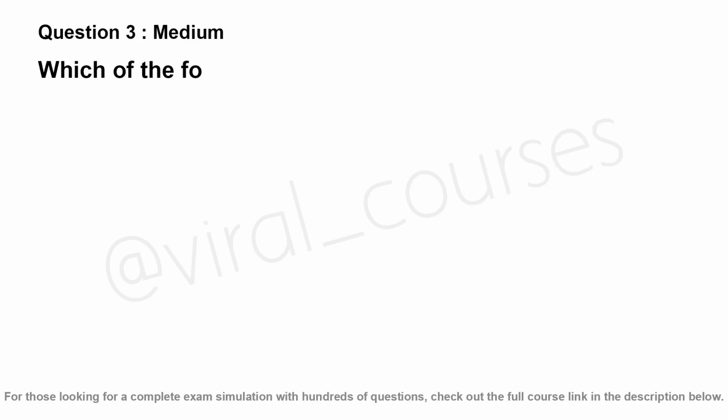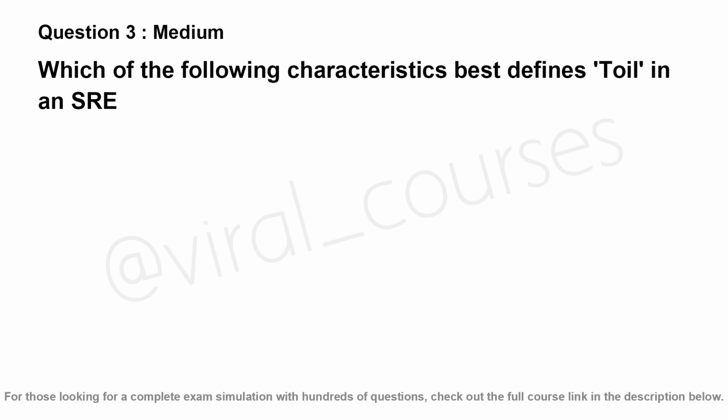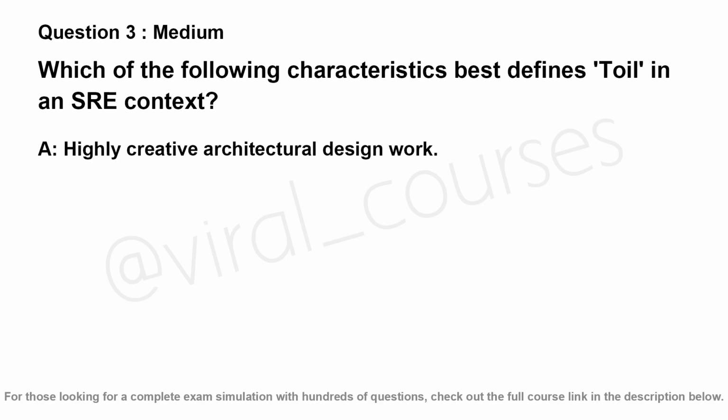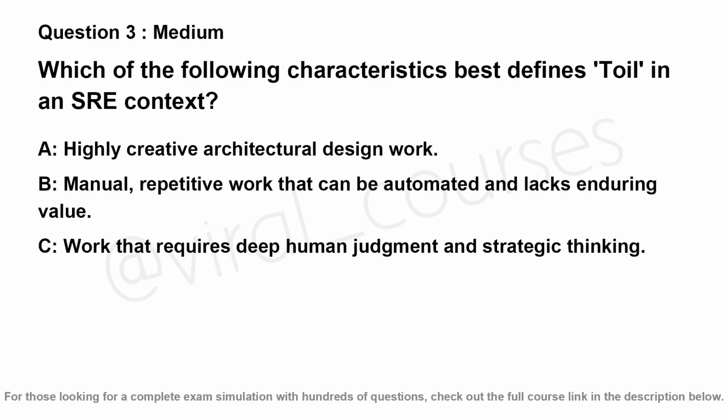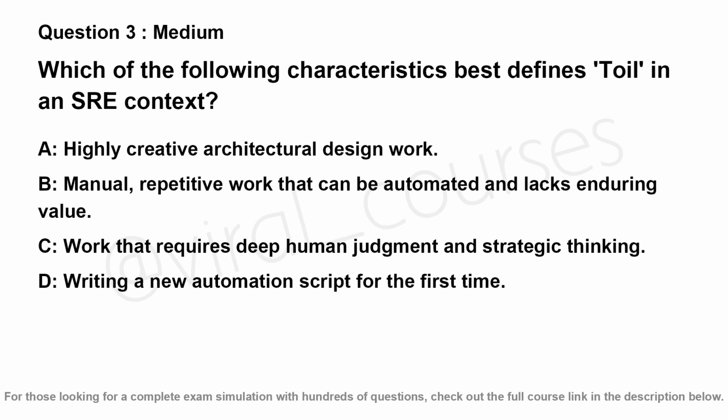Which of the following characteristics best defines toil in an SRE context? Option A. Highly creative architectural design work. Option B. Manual, repetitive work that can be automated and lacks enduring value. Option C. Work that requires deep human judgment and strategic thinking. Option D. Writing a new automation script for the first time.